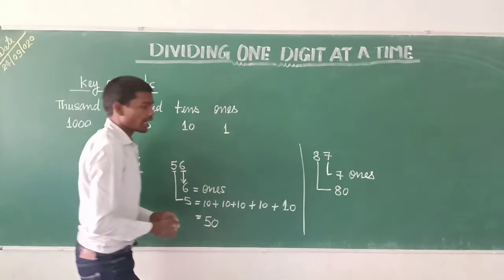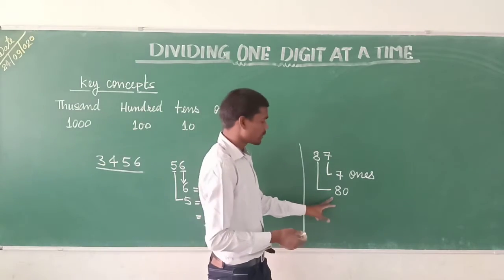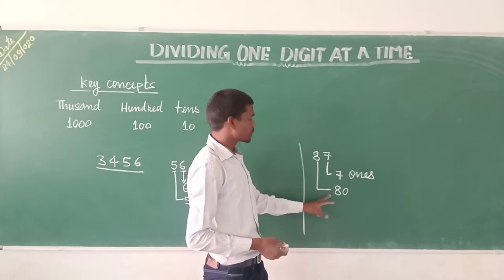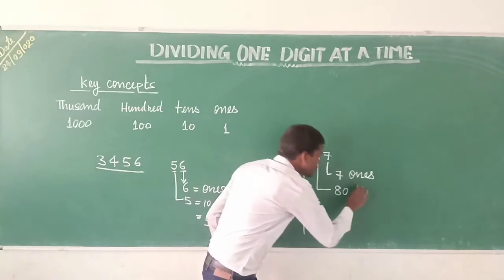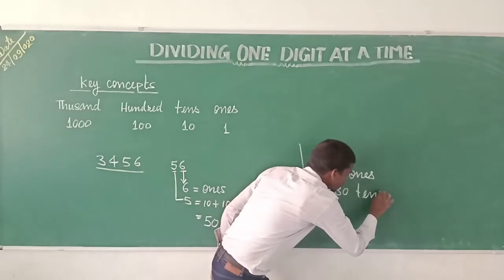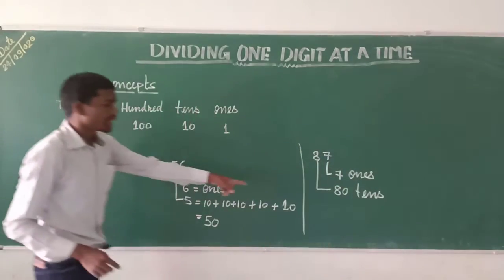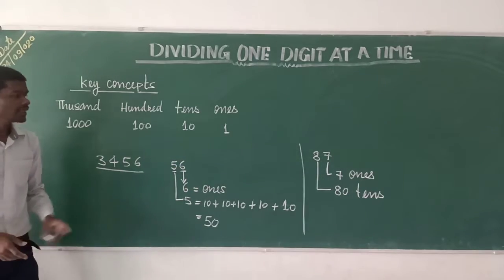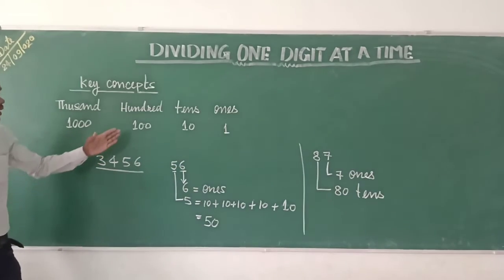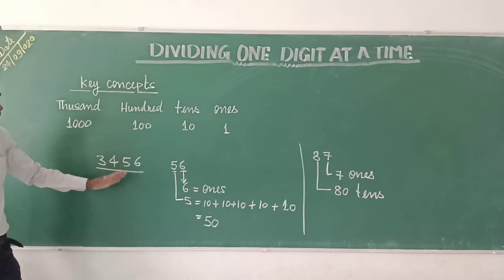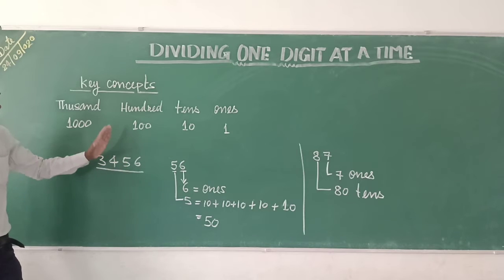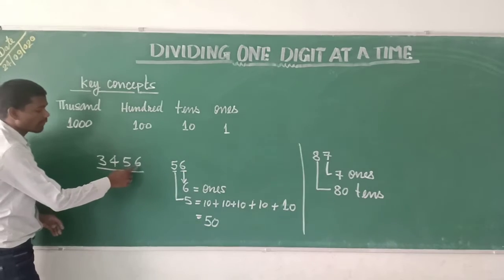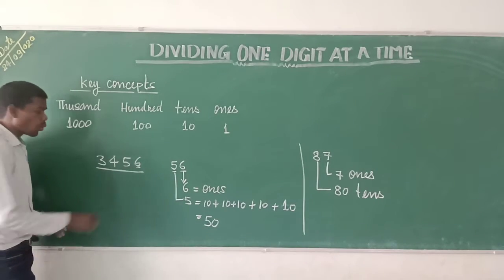Okay, now I hope you have understood this one. So here what we can do is write tens. Okay, 80 tens. Now the same thing will come here also. Now look here. First place is what? Ones.